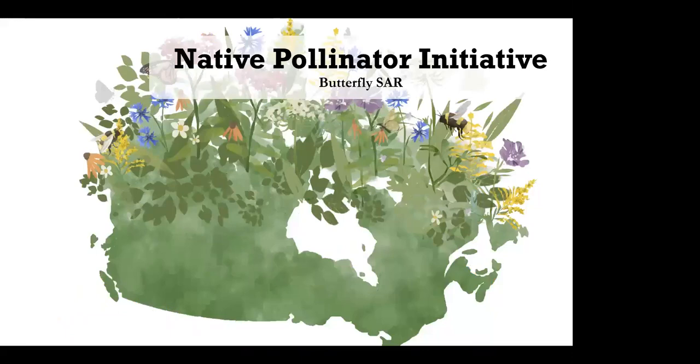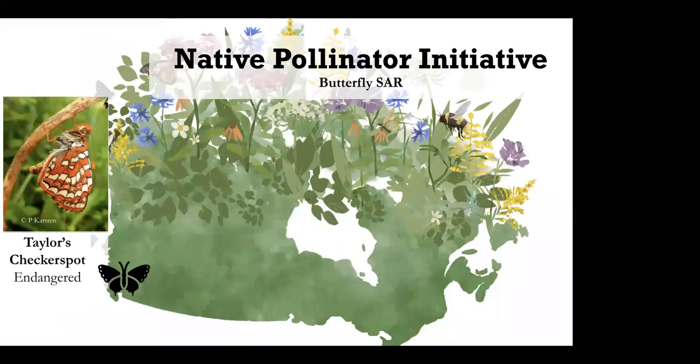On the butterfly side of things, as I've already mentioned, in British Columbia, we have a breeding program for the Taylor's checkerspot butterfly, which was a species that was thought to have been extirpated from Canada until a small population was found on Denman Island less than a decade ago. In addition to the breeding program, which now has seen successful releases to augment wild populations since 2015, we're part of a larger recovery working group for the species.